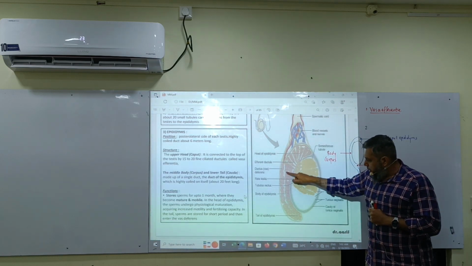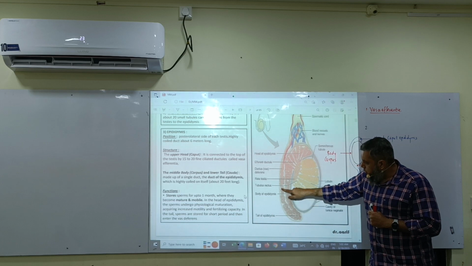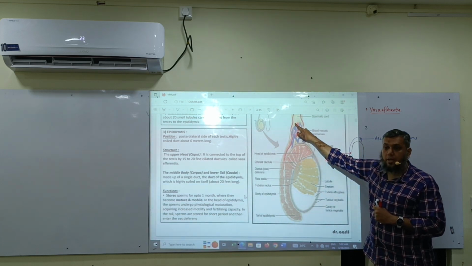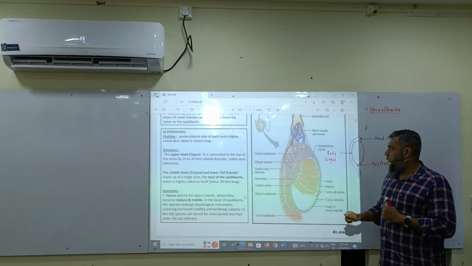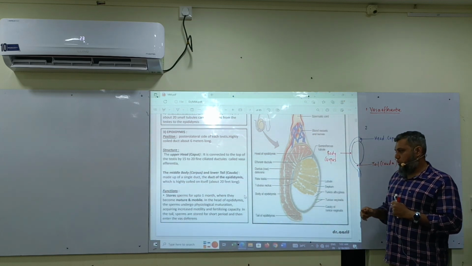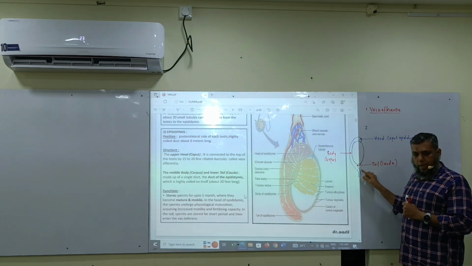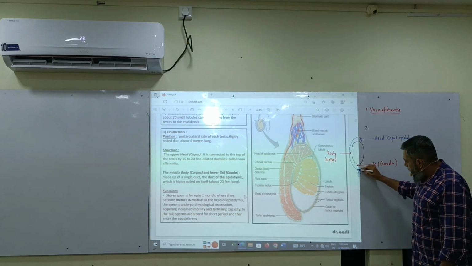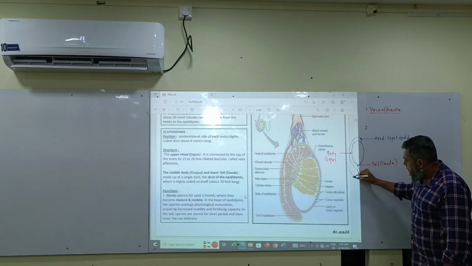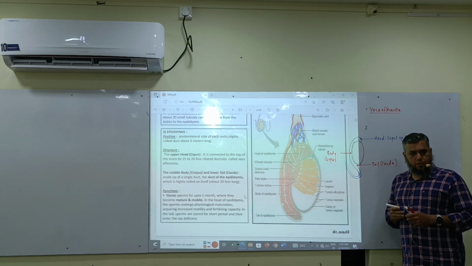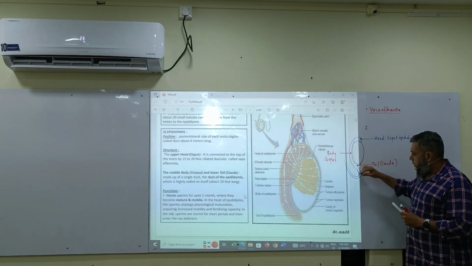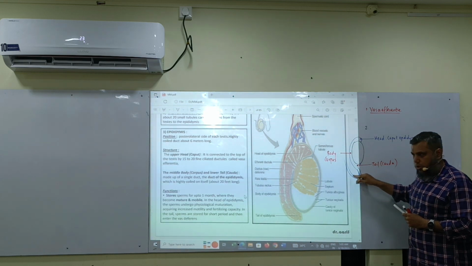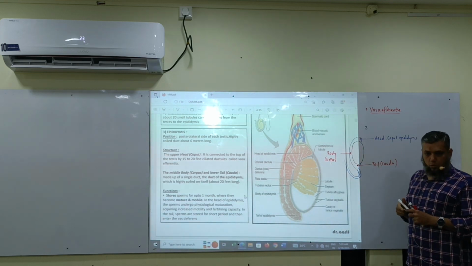And from the epididymis, the sperms will enter the vas deferens. The last part of the epididymis is the tail part, the cauda epididymis. From there begins the vas deferens. So now the sperms will enter the vas deferens. Let us see how the vas deferens moves forward.